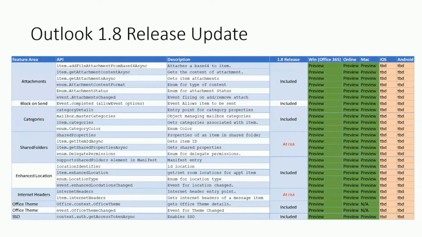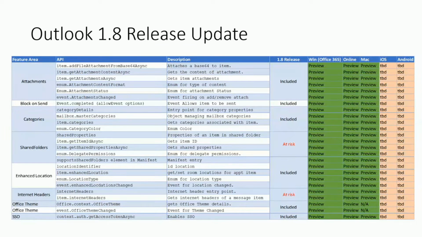For the attachments feature area, everything is in preview in all the platforms that we are going to be supporting it: Windows, Online, and Mac. The block consent feature as well is currently in preview. I'm going to show a demo later about this. Categories is in, so the plan is to release it in 1.8.